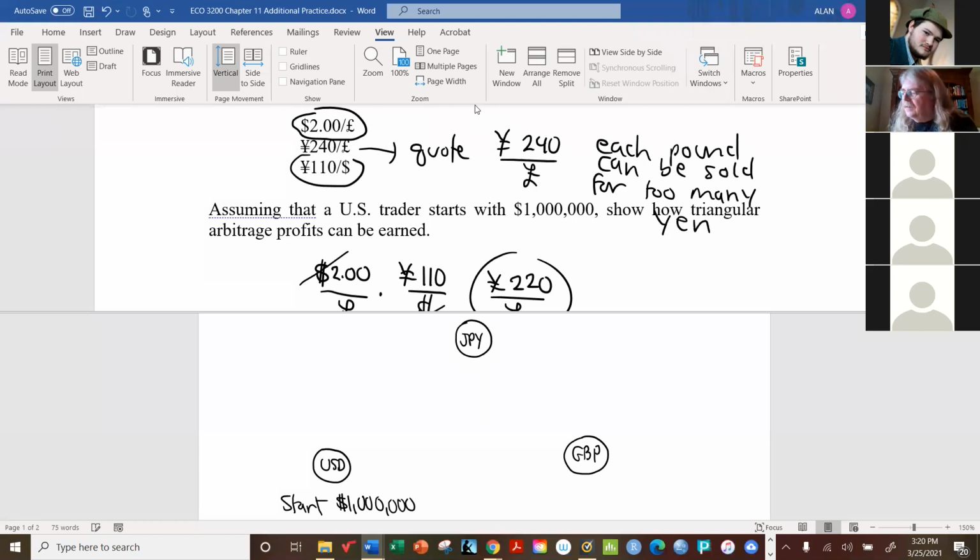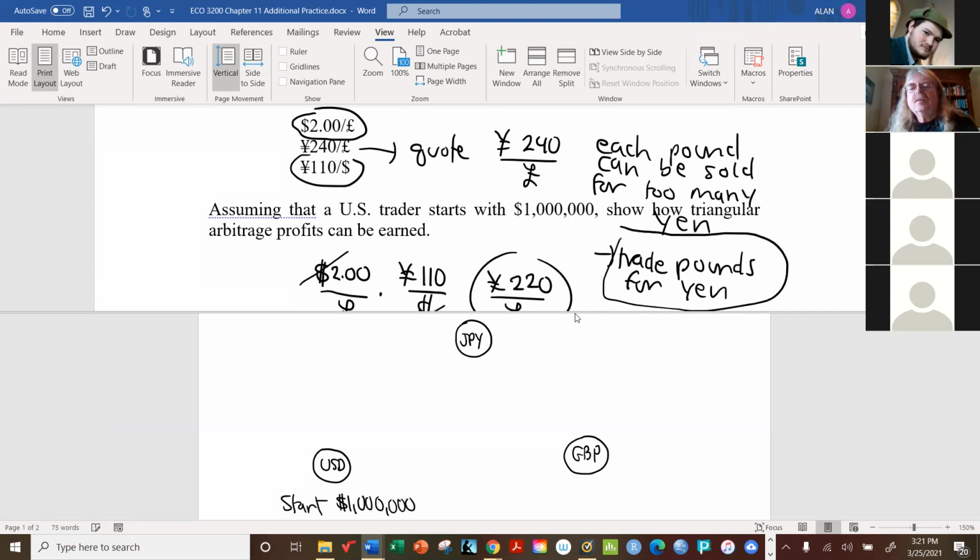So that should be a hint that it's somewhere along the way when you go around the triangle. What you need to do is make sure that somewhere along the way, you trade pounds for yen. No matter what else you do in the circle or triangle, make sure that you're trading pounds for yen somewhere along the way. And that means right here. So this is the leg you want to be traveling up.